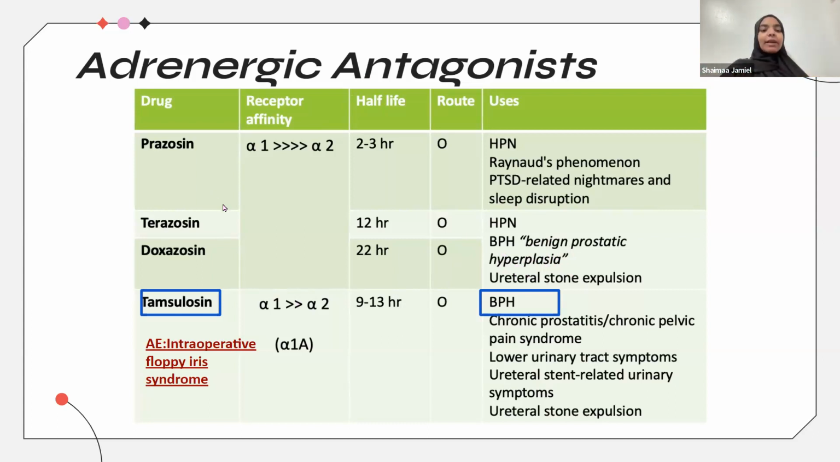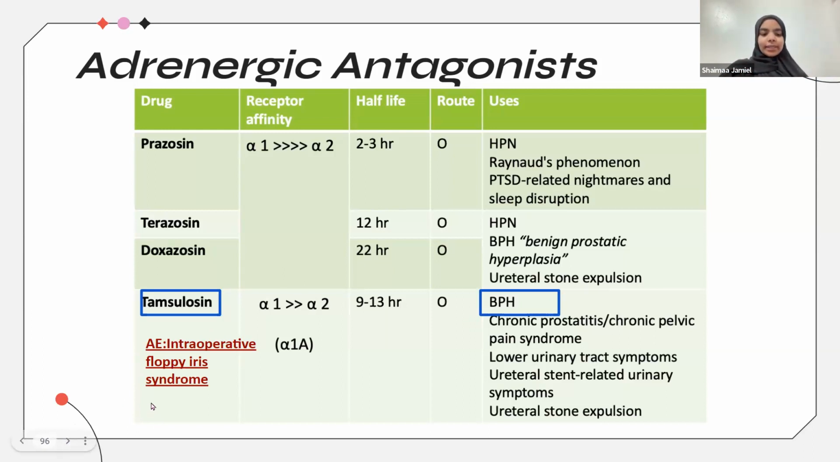Okay, but if they don't have hypertension, then tamsulosin is the best drug because it's selective for alpha-1A. Okay, so since it's selective for alpha-1A, which is mainly present in the prostate, then you're going to use tamsulosin for benign prostatic hyperplasia. Okay, and it has a side effect which is called intraoperative floppy iris syndrome, specific for tamsulosin. Intraoperative floppy iris syndrome. Okay.